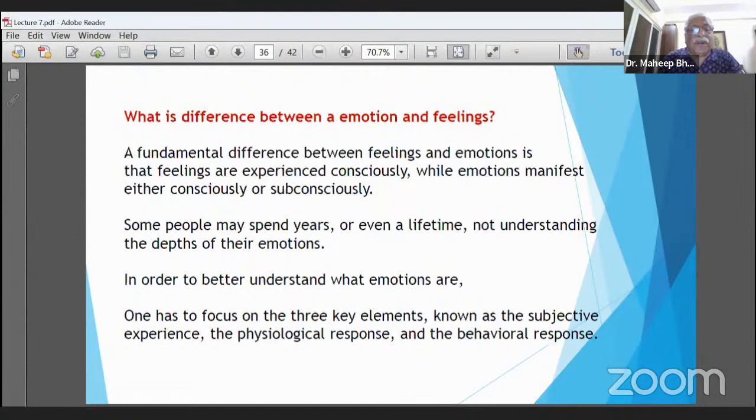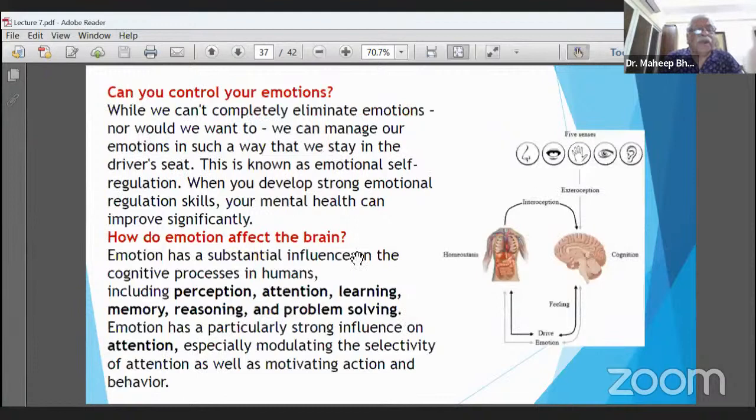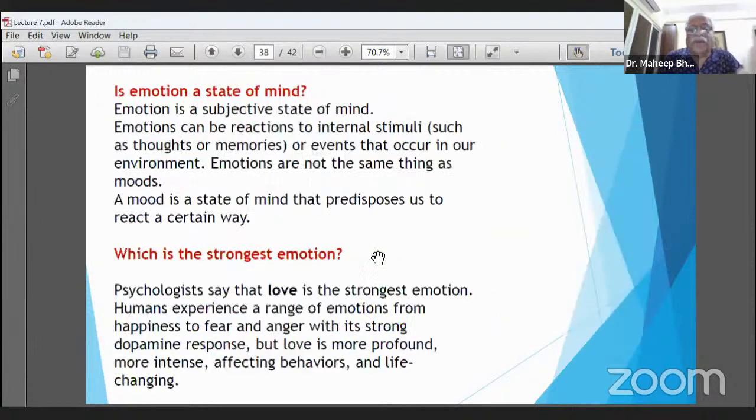In order to better understand what emotions are, one has to focus on three key elements known as the subjective experience, the physiological response, and the behavioral response. I'm not going into details of this.